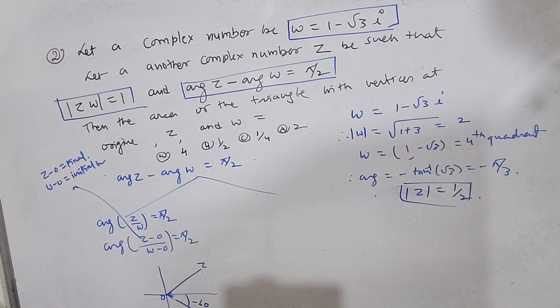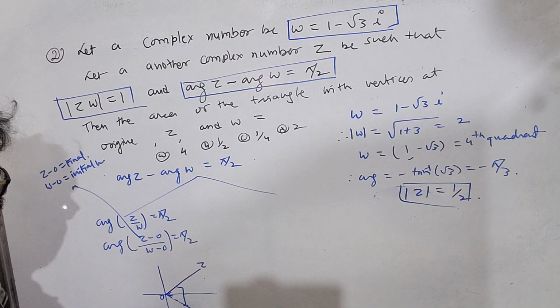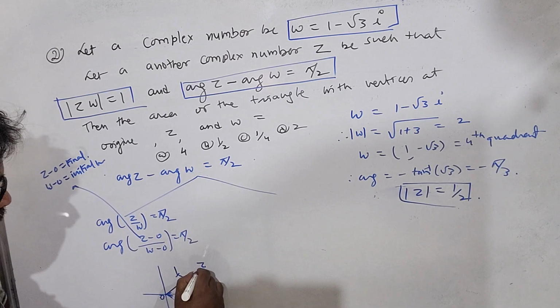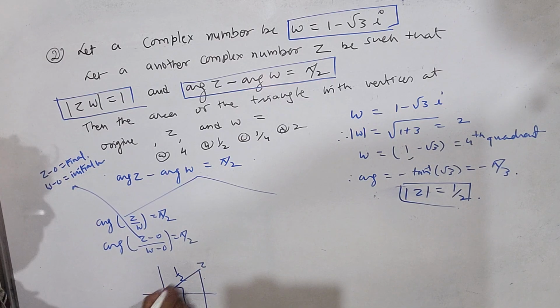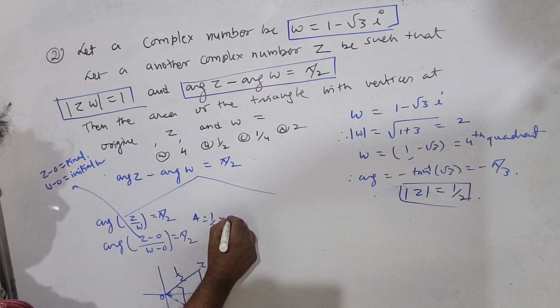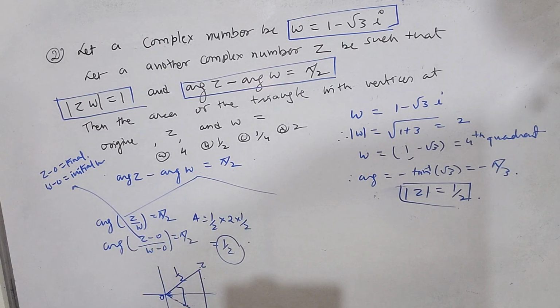Got it? So therefore the angle between them is 90 degree, and modulus of w is 2. This is 1 by 2. You have to find out the area of the triangle formed by O, Z and W. So the area is half into 2 into half, and that is equal to half. So this concept we have used.